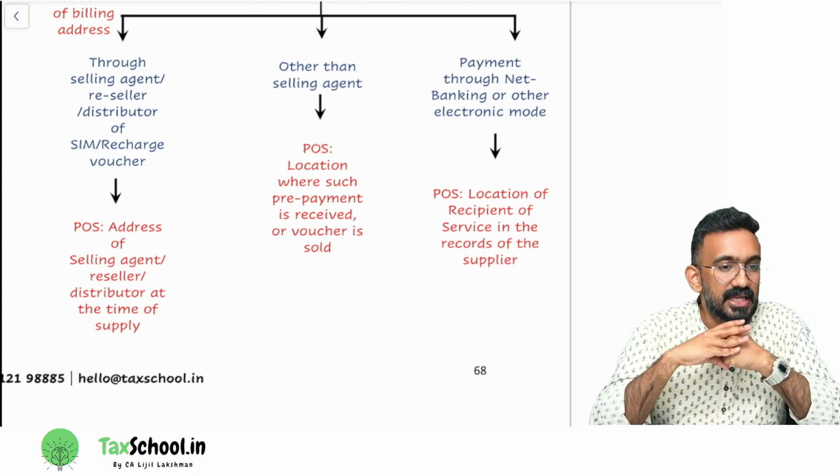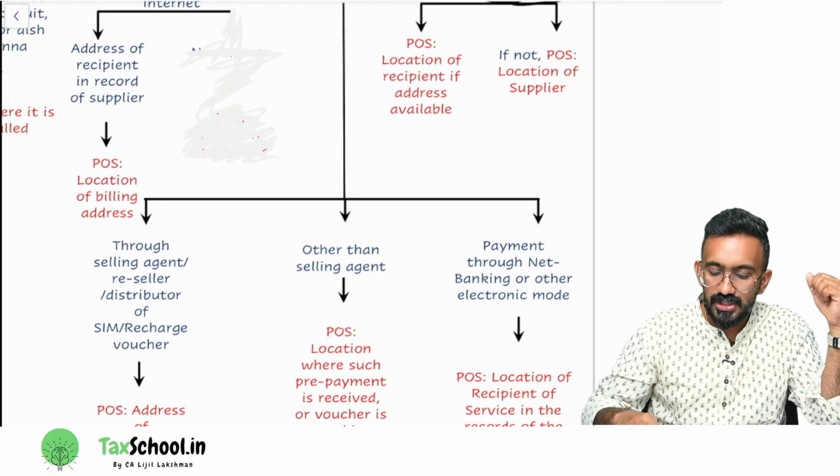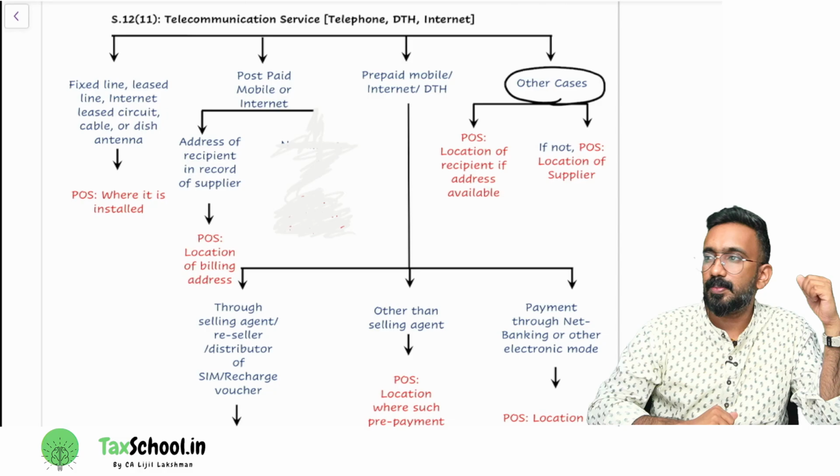So at the time of taking your connection, what address did you give? That will become the place of supply. What if there is no such address with the supplier? Then the location of the supplier itself will become your place of supply.